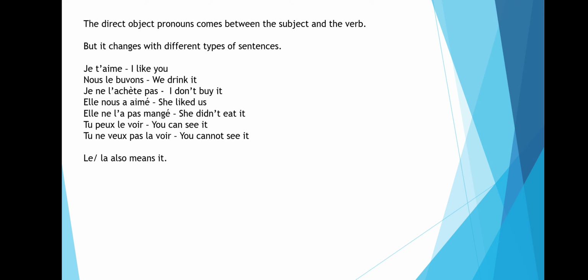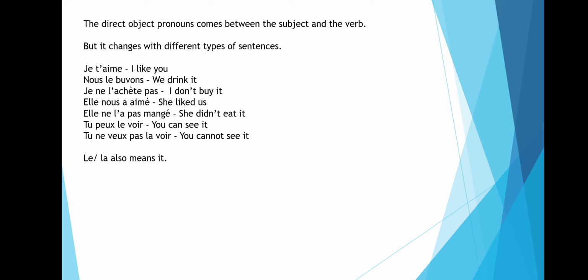The direct object pronoun comes between the subject and the verb, but it changes with different types of sentences. What I mean by this is different tenses. So je t'aime, I love you, that's the easiest one, the most common one. That's present tense. And the next one is the same.